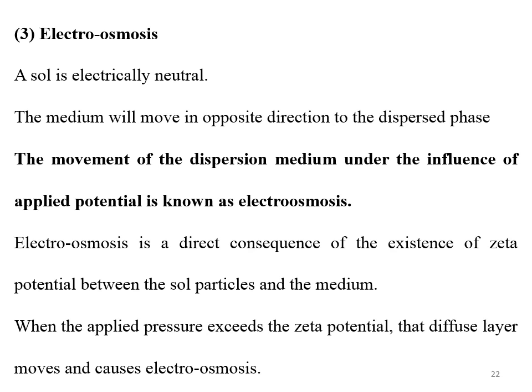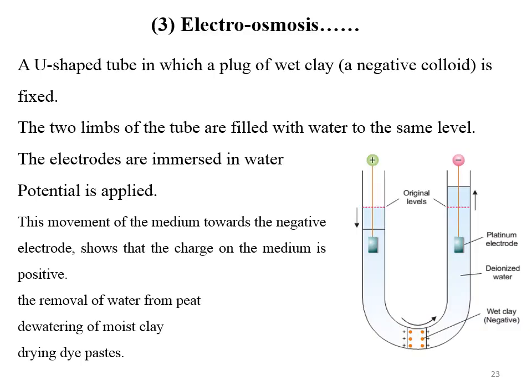When the applied pressure exceeds the zeta potential, the diffuse layer moves and causes electroosmosis. The phenomenon of electroosmosis can be demonstrated using a U-shaped tube as shown in this figure, in which a plug of wet clay, that is a negative colloid, is fixed. The two limbs of the tube are filled with water to the same level. The platinum electrodes are immersed in water and potential is applied across them.